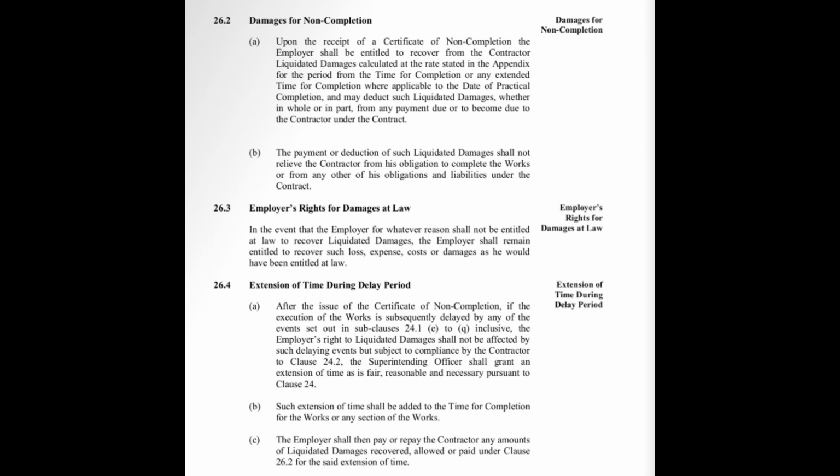Unlike PAM 2018, the CIDB contract permits post-completion adjustments to the completion date, ensuring fairness if delays were beyond the contractor's control. Key differences: a balanced approach; LD applies, but extensions adjust penalties fairly. The employer must refund LD if delays are its fault. There is a fallback to actual damages if LD is legally invalid.